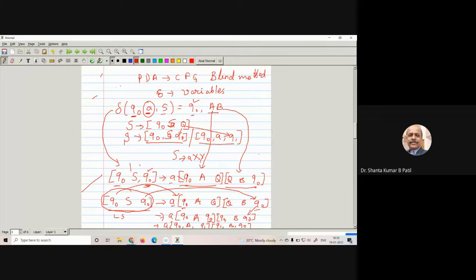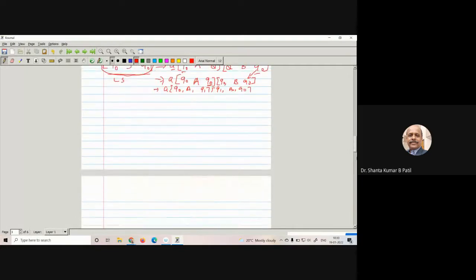For example, I can take one more example. Transition functions are given. Delta of Q naught, epsilon, Z naught is equal to Q1, Z naught. Okay, so how do you convert this into a production? You can write this Q naught here, and this Q naught here.